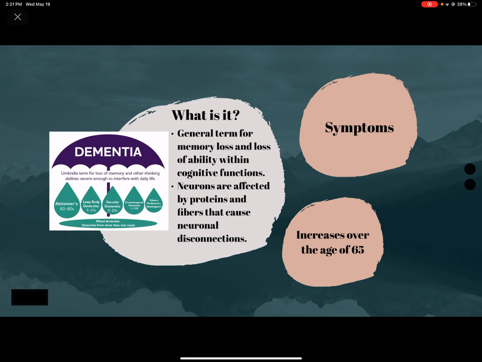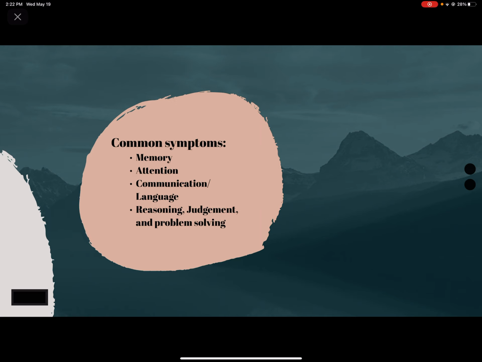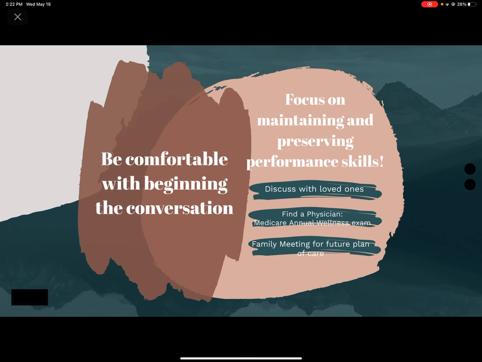neuronal disconnection. So underneath the umbrella of dementia, you can find Alzheimer's, which is found in 60 to 80% according to alzheimers.org. And then there's also, like Megan discussed earlier, Lewy body dementia, vascular dementia, frontotemporal dementia, and others like Parkinson's and Huntington's, as well as mixed. Common symptoms are loss of memory, loss of complex attention, difficulty with communication, inappropriate language, reasoning, judgment, and problem solving. It's usually increased over the age of 65 and found in both men and women. Women are most likely to have this disorder.